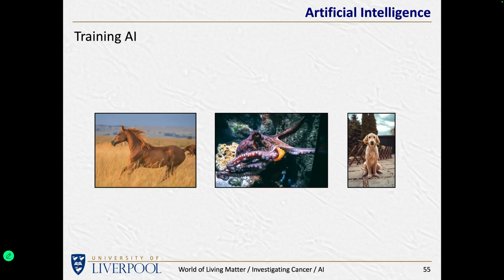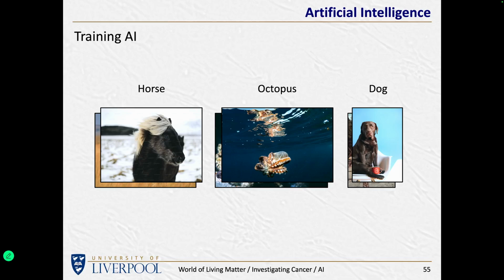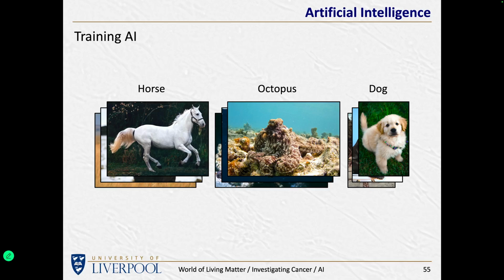So how do we train AI to recognise the difference between these three animals? Well, it's not enough to show it one picture of each. We have to show it hundreds, thousands, tens of thousands of images of horses of different colours, of dogs of different breeds, of octopuses of different colours, from different angles, on different backgrounds. Only when we've trained it on lots and lots of possibilities can we hope that the AI actually learns to recognize the difference between a horse, an octopus, and a dog.